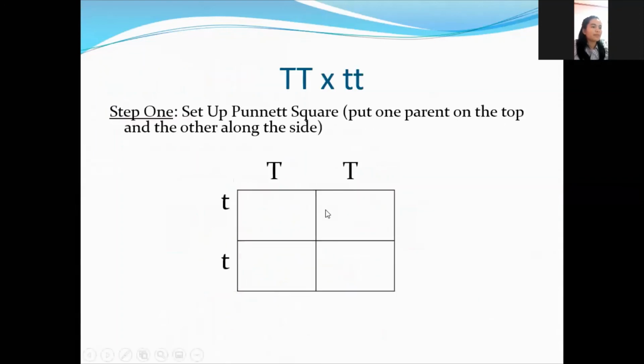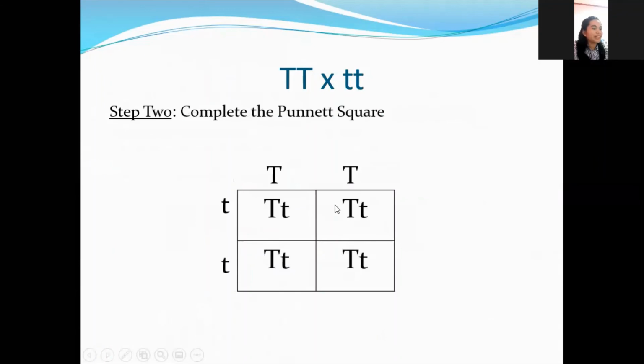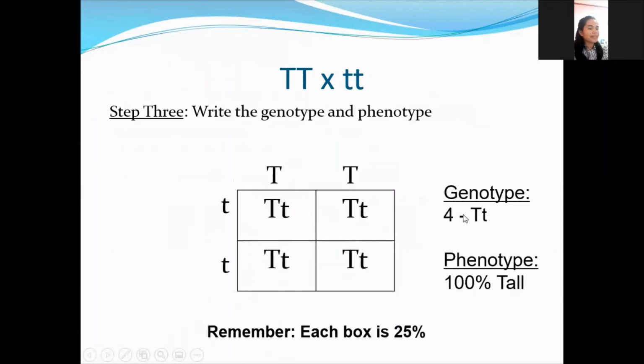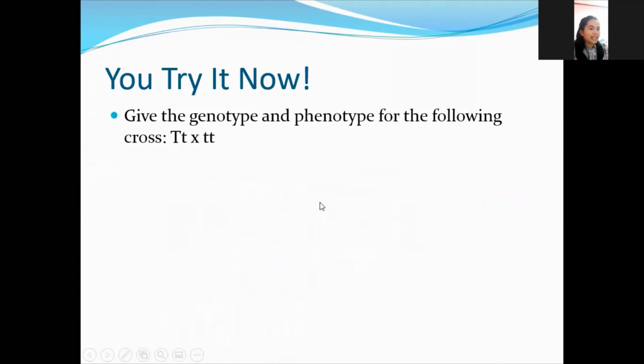So this is our Punnett square from earlier. Right? I was correct. So we have here 100%. Our genotype is 4 big letter T and small letter t. And then the phenotype is 100% tall. Okay?